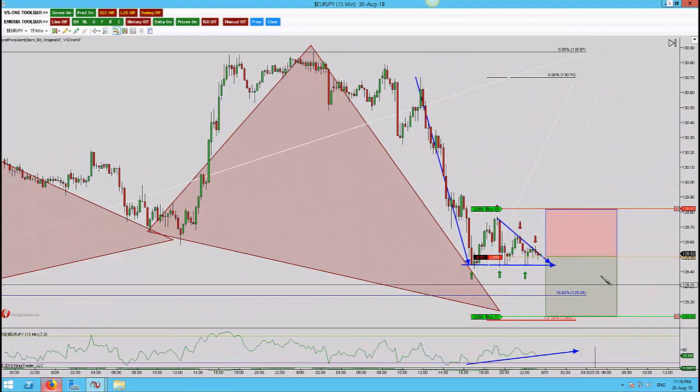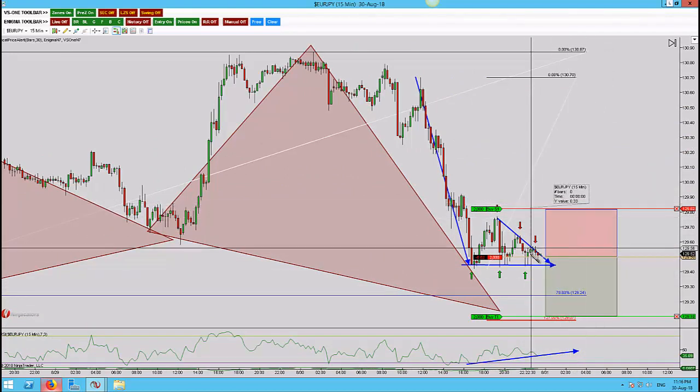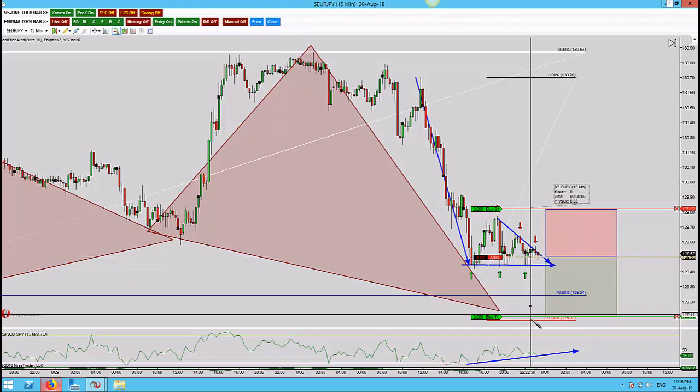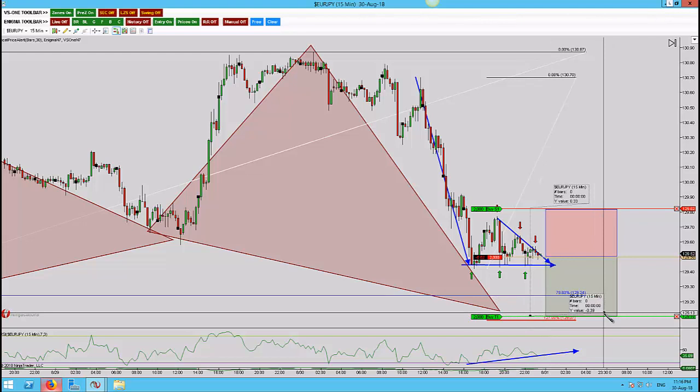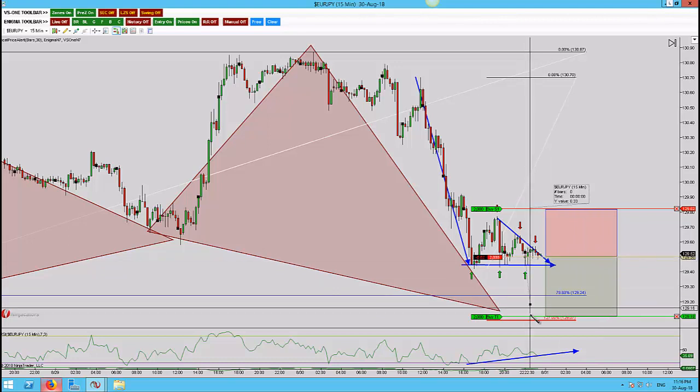And so we're risking on this trade 33 pips, and here we're looking for a reward of 39. Let me do that again. Is that right?